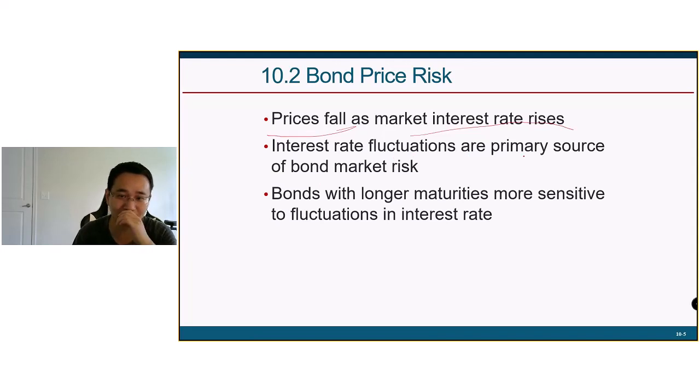Interest rate fluctuation is the primary source of bond market risk. Bonds with longer maturity are more sensitive to fluctuation in interest rates. We will talk about this later. More details later.